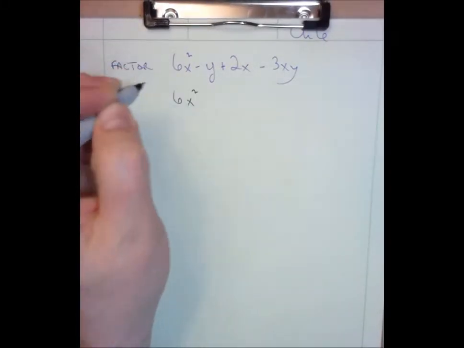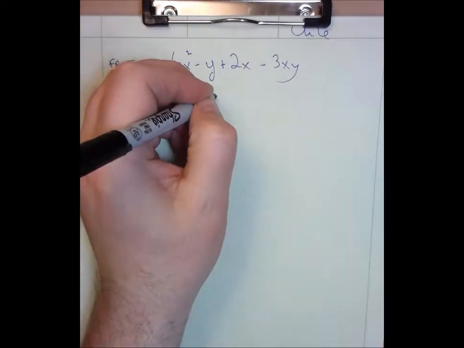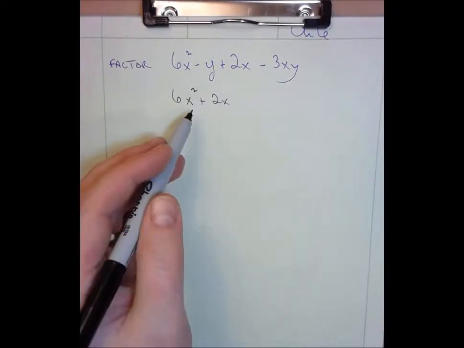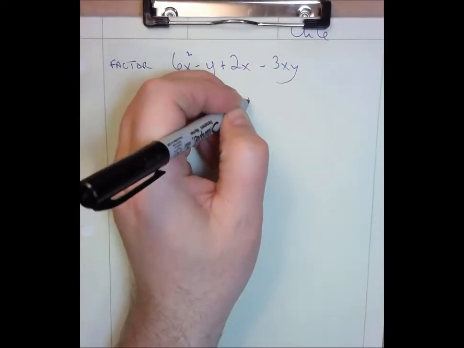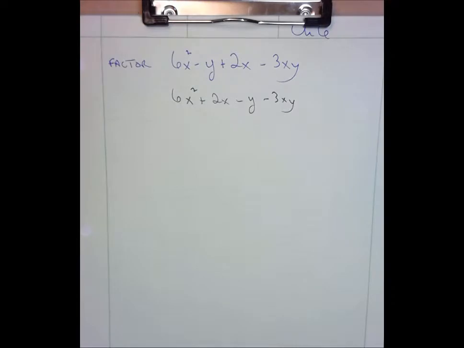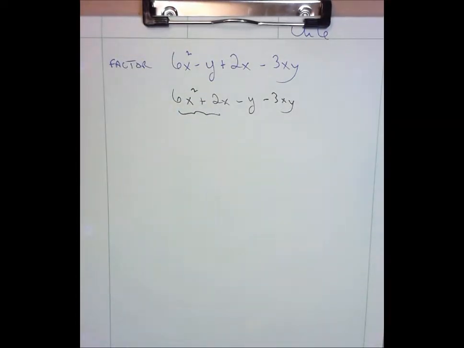Since this term has x's in it, the 6x squared, I'm going to put the 2x over here next to it as well. Because then if nothing else, I can factor out a 2 and an x from those two terms, right? And then that would leave the minus y and the minus 3xy together. And now what I'm going to do is concentrate on factoring these in pairs now that I've kind of put the similar-ish ones next to each other.